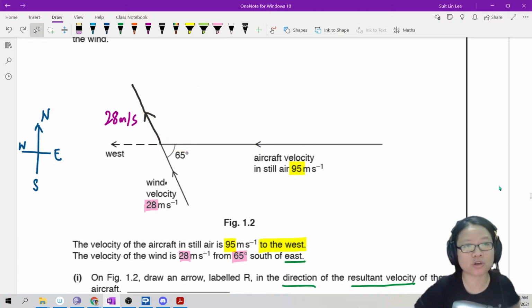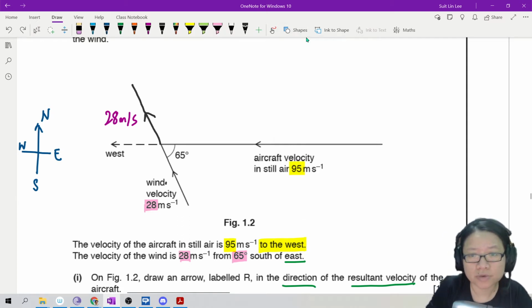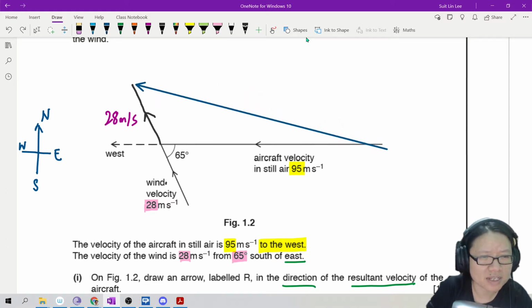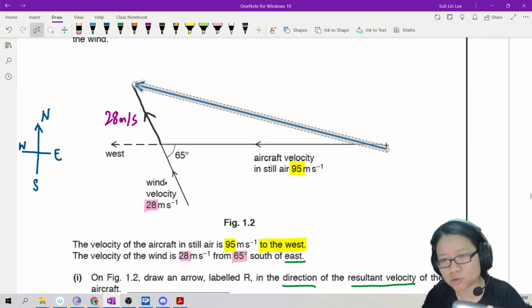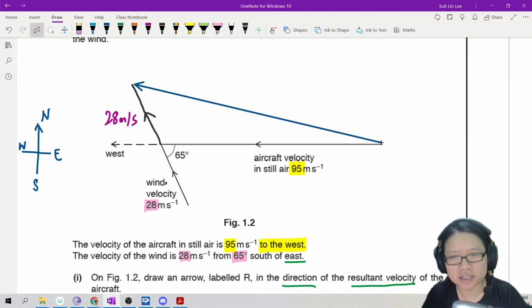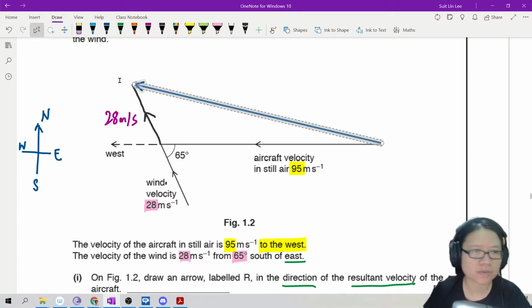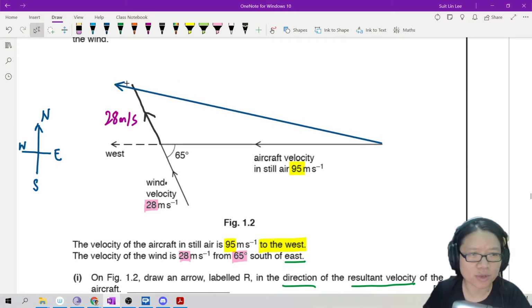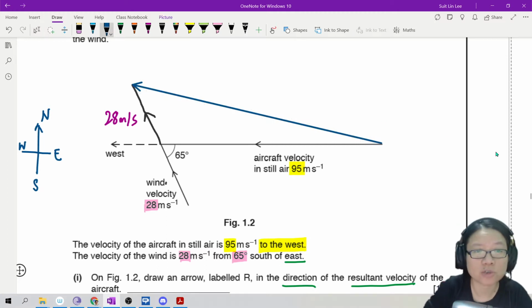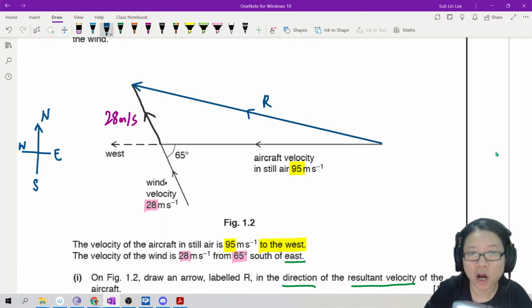Okay, so I'm going to draw that resultant vector now. I'm just going to use blue color and I'll try to draw a best arrow now. Okay, so it's going to look something like this. So you should be able to draw an R that is roughly pointing in this direction. Okay, and please label this arrow. They ask you to label R, you also label. So this one is R.